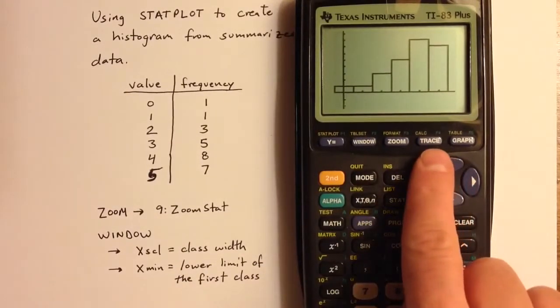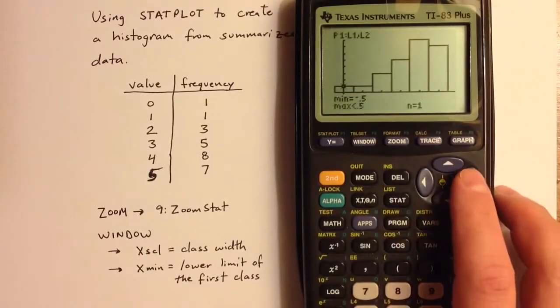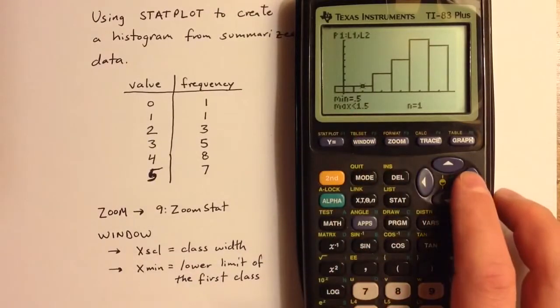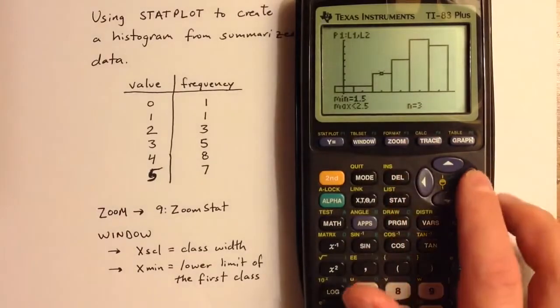Let me point to one more thing, that the trace key allows us to look at each bar. It shows us the boundary values for each bar of the histogram, and also the number of data values associated with each bar.